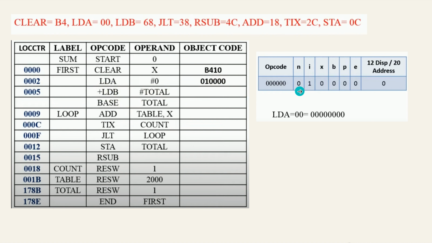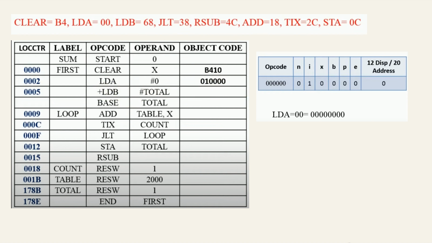And this statement clearly says, because there is a hash present over here, that it is using an immediate addressing mode, and hence the value for I will be 1. And it is not indirect, that is why 0. It is not indexed, doesn't use base relative or program counter relative. It is not a format 4 instruction. Okay, so all this is 0.